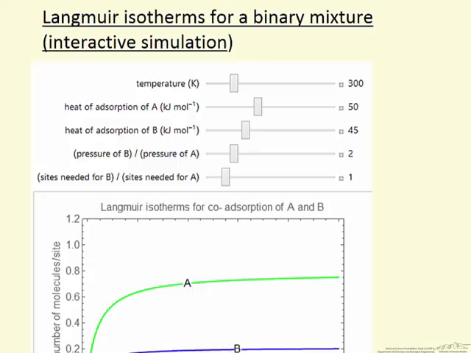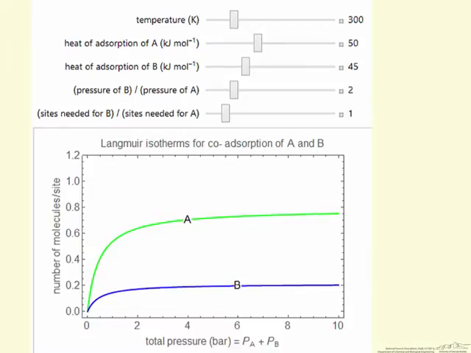In this interactive simulation, we're generating the Langmuir isotherms where we have a binary mixture. What this means is that the adsorption of one molecule is going to affect the adsorption of another molecule. So we have a simple Langmuir isotherm where the denominator term in the isotherm has the partial pressure of each component.